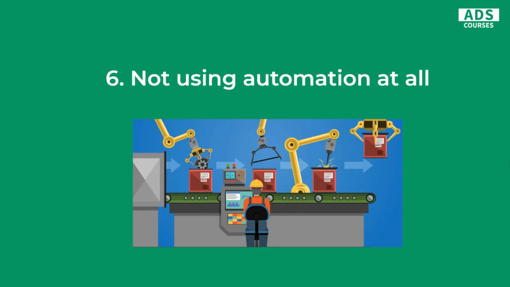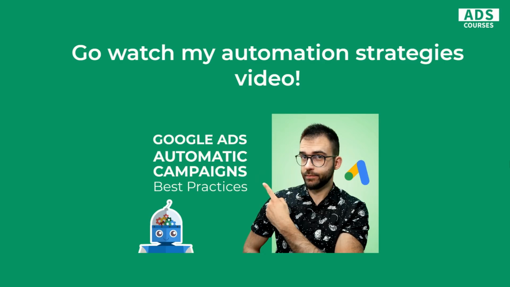Another one is not using automation at all. And believe me, I still have a lot of accounts where I use the ECPC model and manual bidding, but you should always test automation on your account because it's here for you. Even if the results would be the same, you should switch to automation because it will save you a lot of time. If you want to learn more about automated bidding strategies in Google Ads, you should definitely watch my other video on this topic.